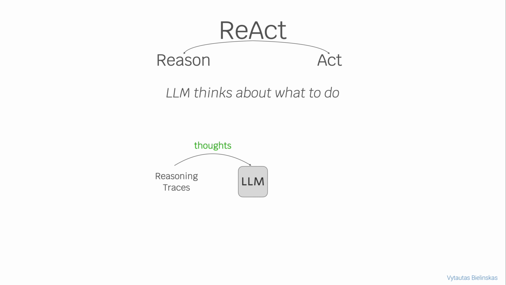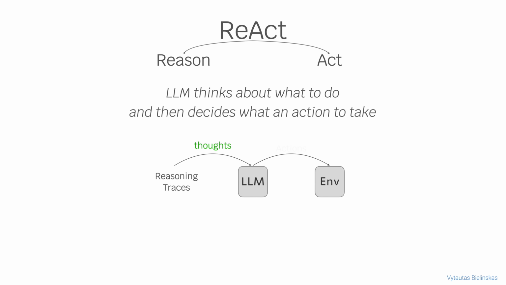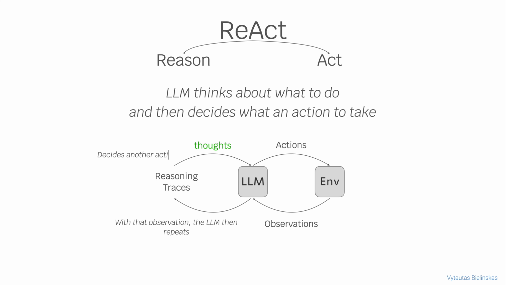With that, the large language model, for example ChatGPT or whatever, thinks about what to do, and then decides on an action to take. That action is then executed in an environment, and an observation is returned to the LLM. With that observation, the large language model repeats: it thinks about what to do again, decides on another action to take, and continues until it decides that it is done.